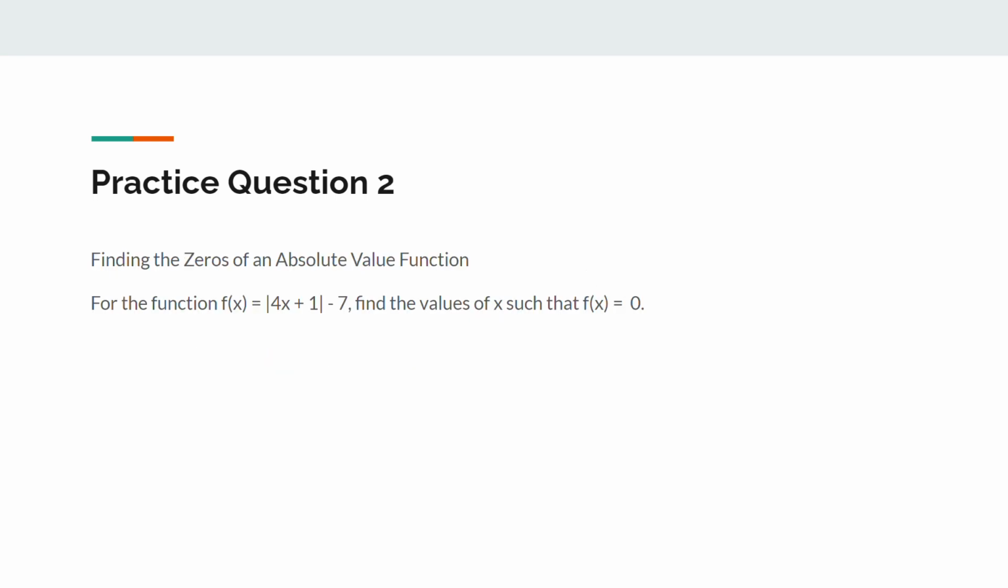Finding the zeros of an absolute value function. For the function f of x is equal to the absolute value of 4x plus 1, whole thing minus 7, find the values of x such that f of x is equal to 0. I'll give you guys a minute to work on this. Start from now.